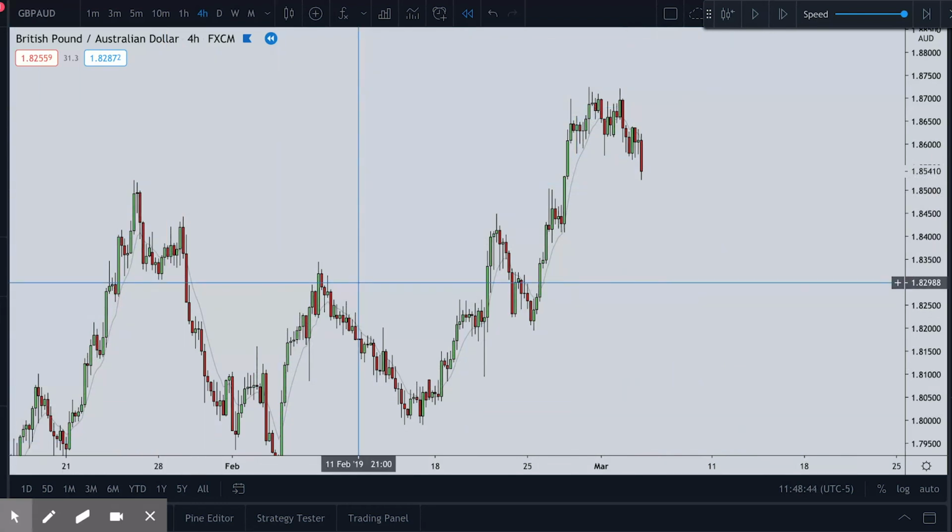Next video, we'll look at how you can identify entry points for trades. And then once we've done that, we'll be talking about stop losses, and we'll really get down to formulating the perfect setups.